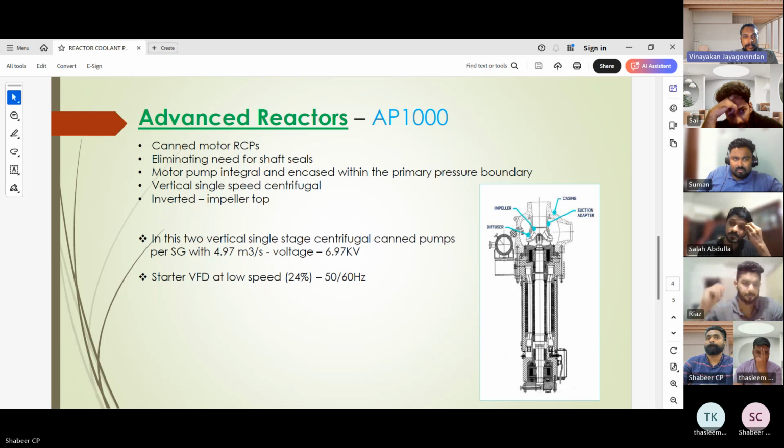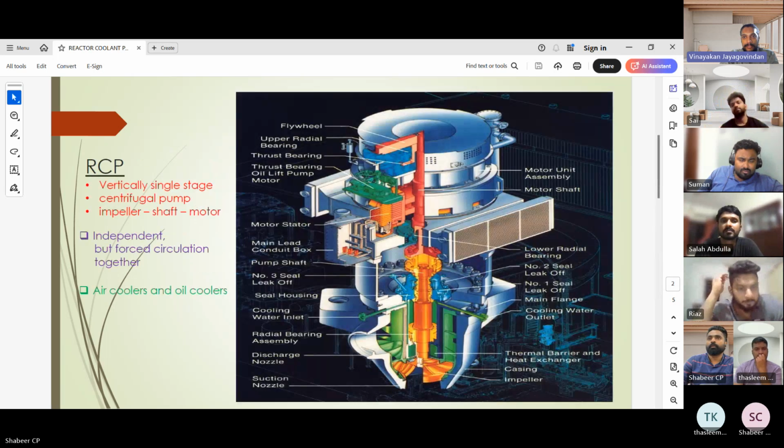Sorry, I couldn't catch what canned motor RCPs are and what shaft seals are, and the elimination of the shaft seal from the common type. It's a common type RCP. Here you can see there is a seal housing, and also some provisions for providing the shaft seals, and for accessing them during maintenance periods there is a provision as a pull device. Using that, we can access the shaft seal evenly during the maintenance period.